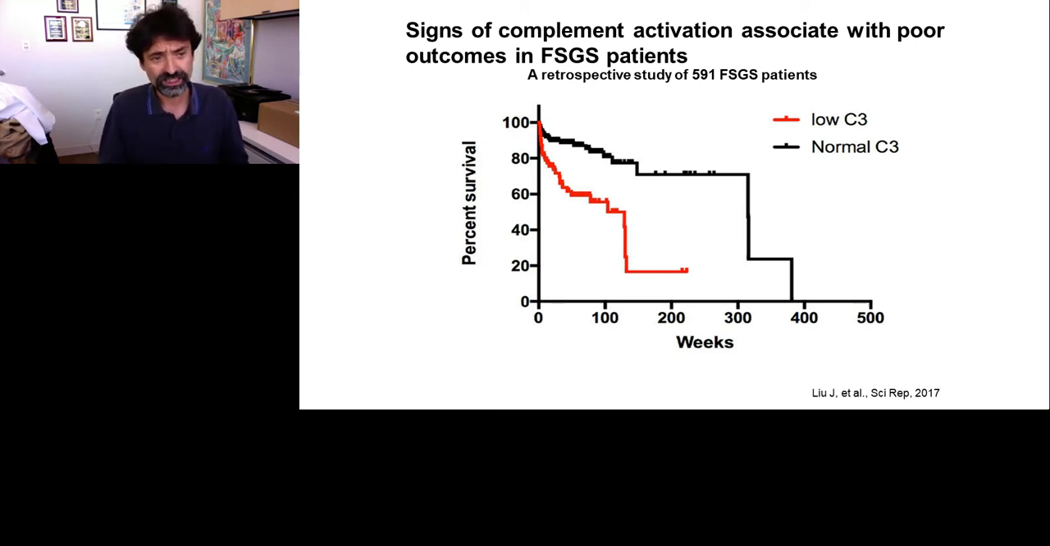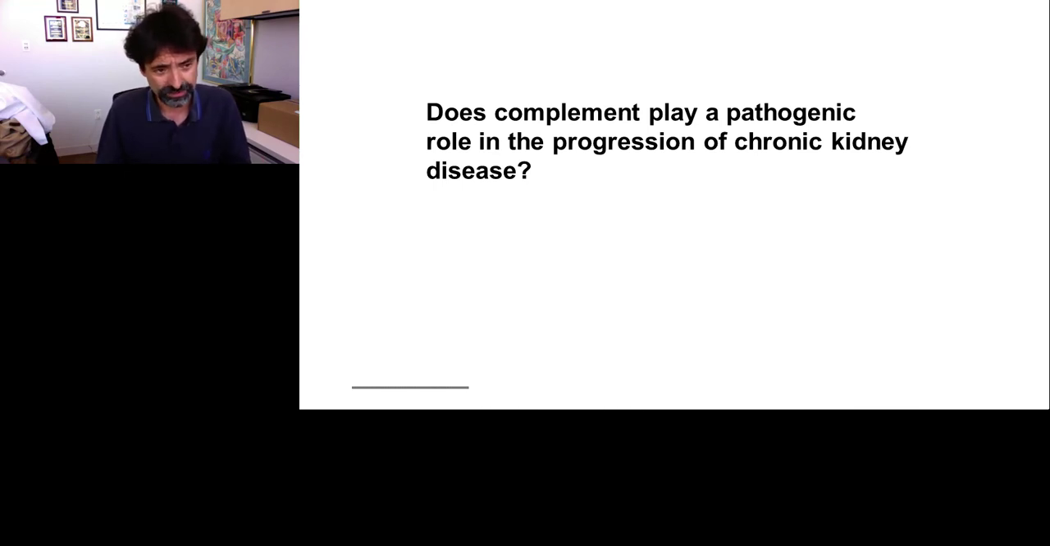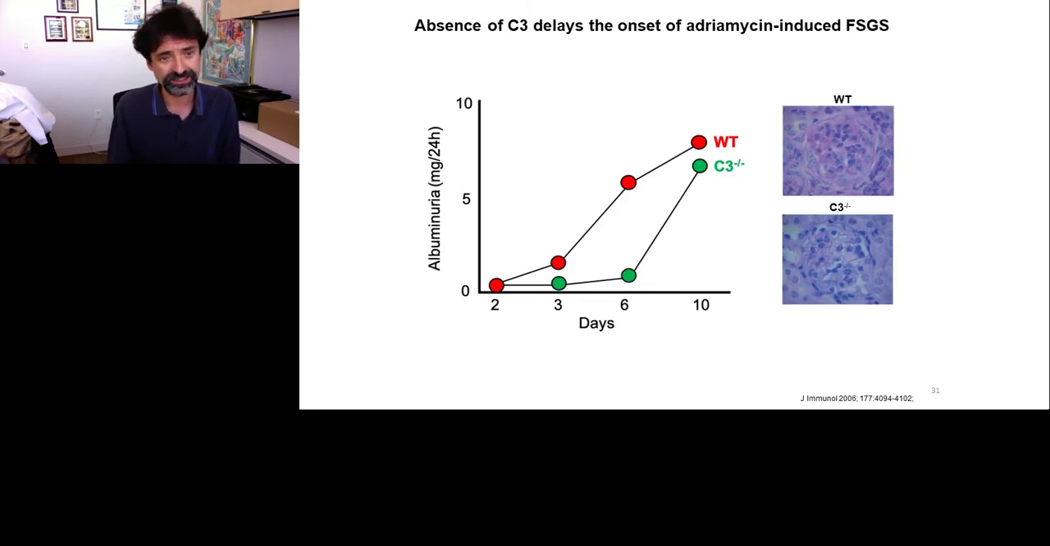And to formally prove that complement is implicated in the pathophysiology of the disease, we and others have done some mouse experiments in animals that don't have C3. And as you can see in green, the mice that don't have C3 have less albuminuria or proteinuria, or disease severity, than wild-type controls upon exposure to adriamycin, which is one of the strategies to induce FSGS in mice.